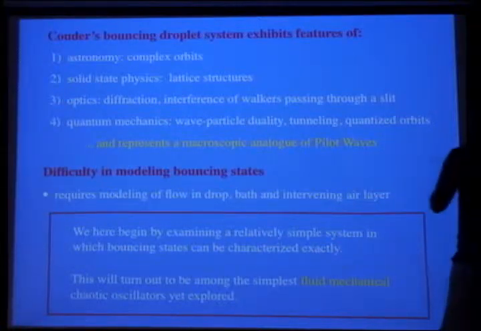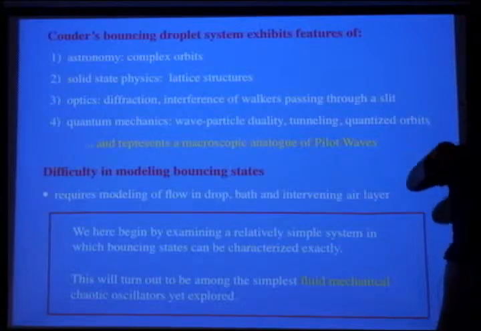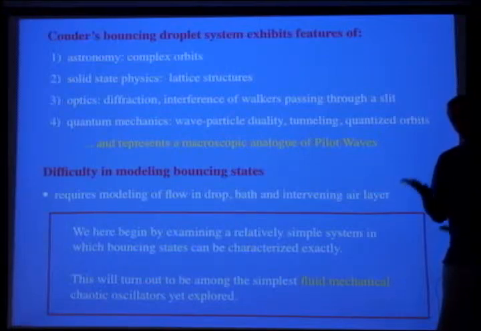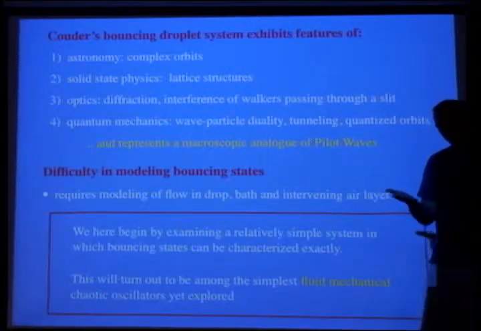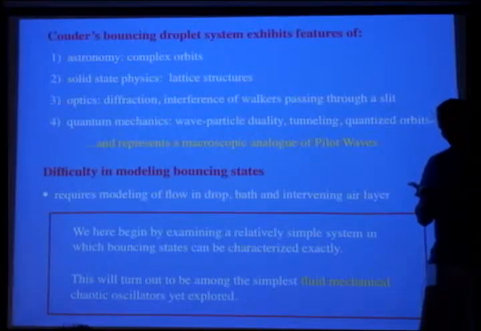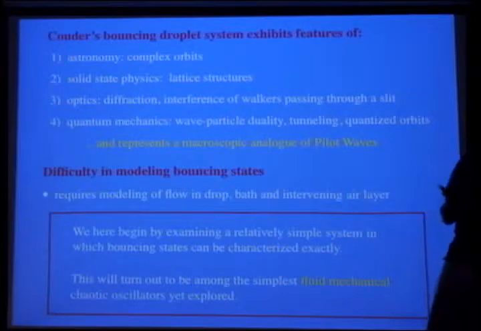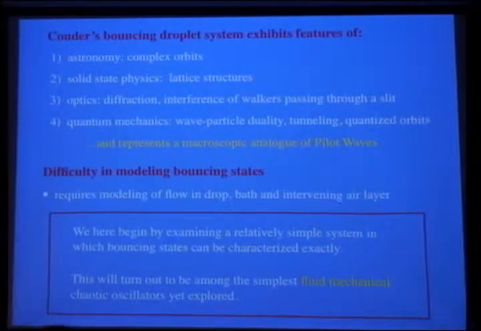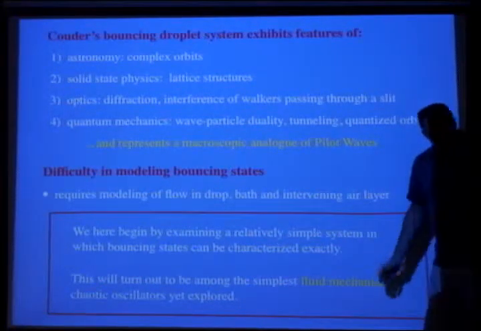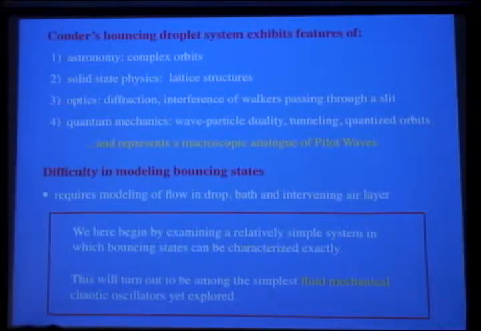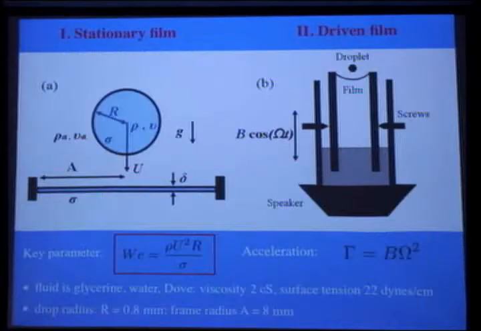So first we look at a drop hitting a stationary film and get a criterion for breakthrough, and then we look at a drop bouncing on a vibrating film. And on the vibrating film, we'll see that you can get steady bouncing states, and then you get period doubling transitions and the onset of chaos in the bouncing. And so this is really a classic chaotic oscillator, and so all of the mathematics developed in dynamical systems can be applied to this system. And I think it's one of the simplest fluid mechanical chaotic oscillators looked at.